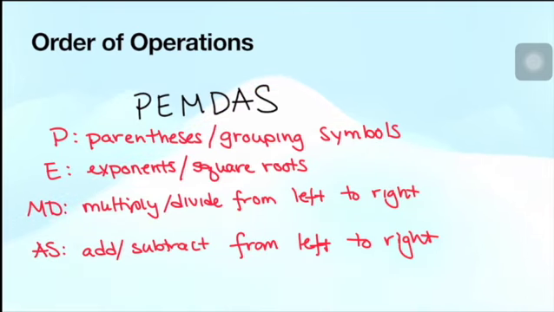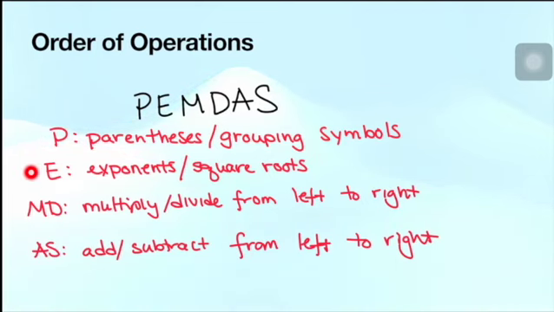I believe you can remember the phrase, "Please excuse my dear Aunt Sally," as a memory device for PEMDAS. But what this means is when we're doing order of operations, the first thing we have to do is work inside parentheses or other grouping symbols. A grouping symbol might also be brackets or absolute value bars.